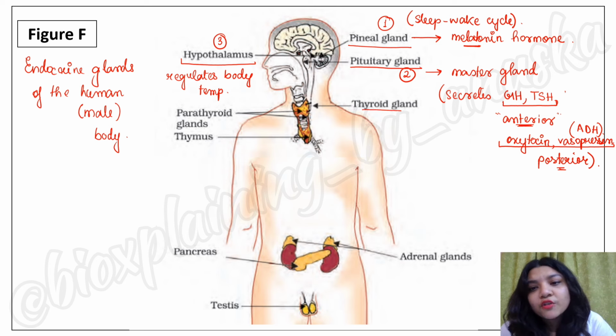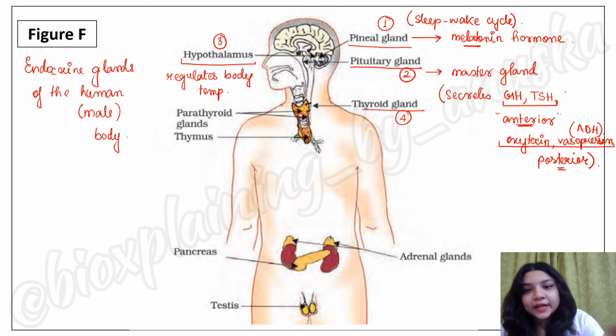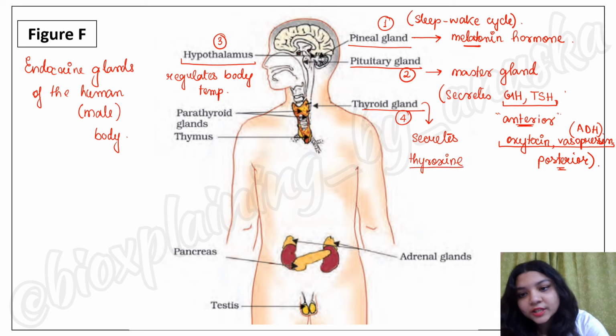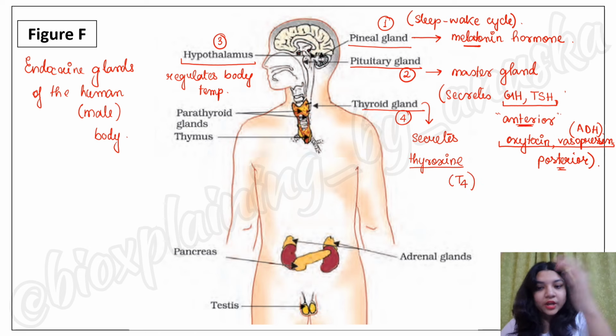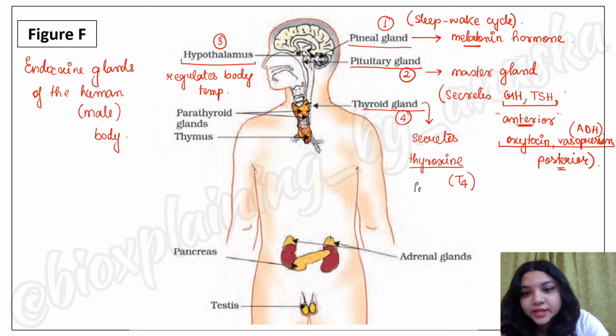Then what is the fourth one? Fourth one is the thyroid gland. What is the work of the thyroid gland? The thyroid gland's job is it secretes thyroxine. Thyroxine hormone. This is known as T4. And remember for added info, what does this T4 require to be made? It requires iodine. Iodine is very essential for its functioning.